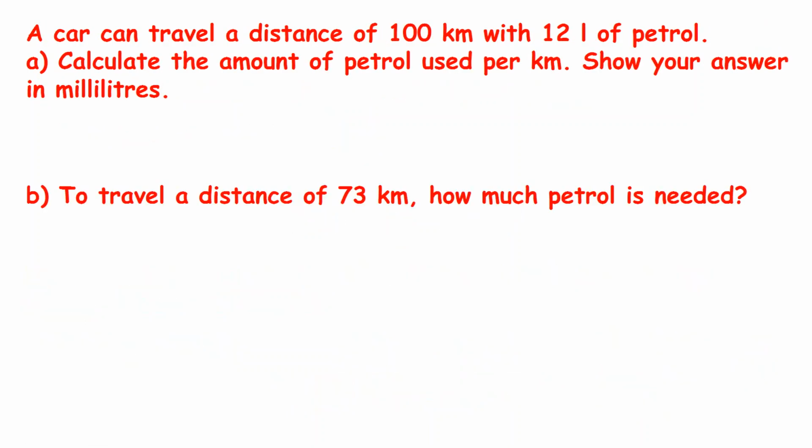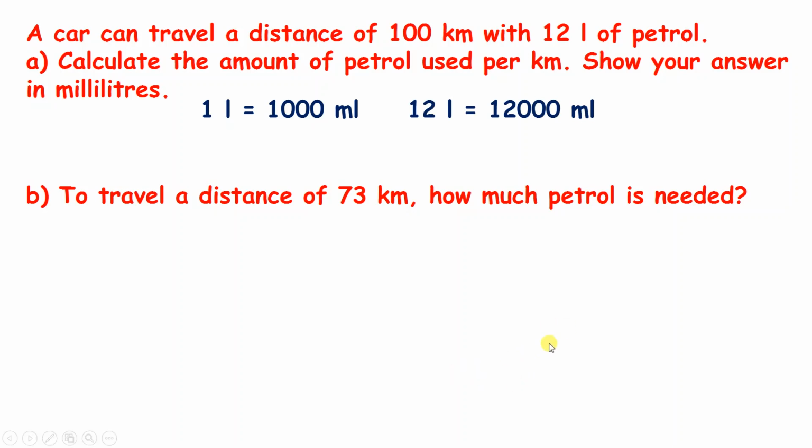A car can travel a distance of 100 kilometres with 12 litres of petrol. Calculate the amount of petrol used per kilometre. Show your answer in millilitres. So we know that 1 litre is 1000 millilitres, which means that 12 litres is 12,000 millilitres.